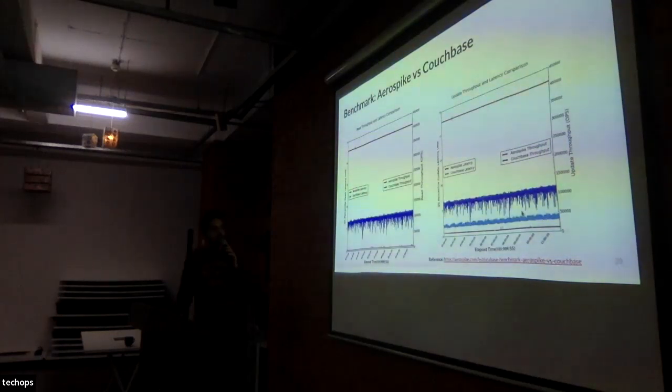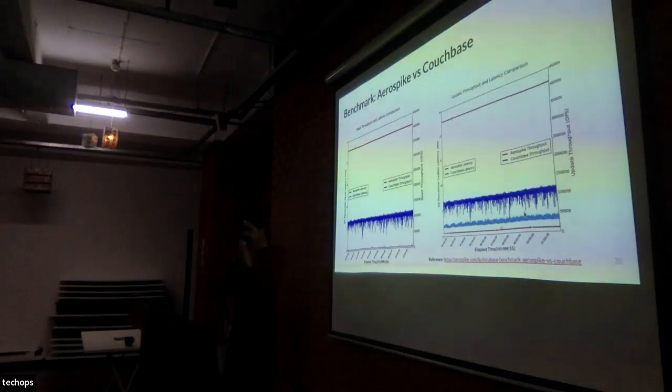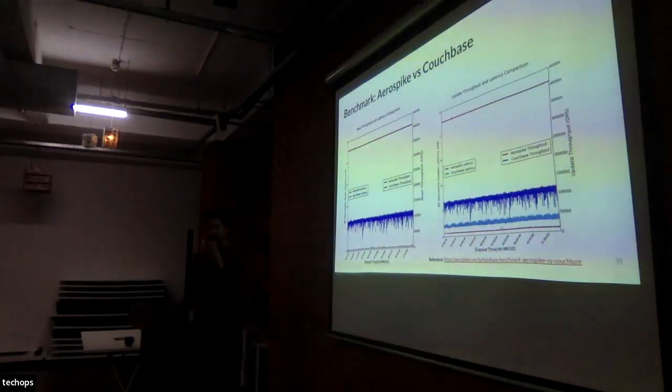This is a comparison of Couchbase, which is again another very good NoSQL database. It is also an in-memory database. It basically caches data in memory. It works a little differently than Aerospike.